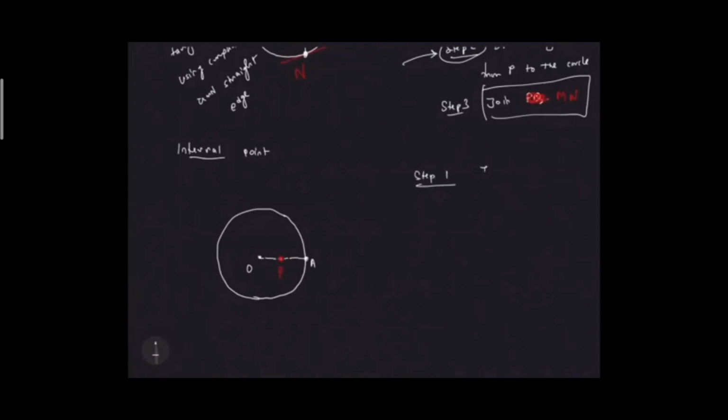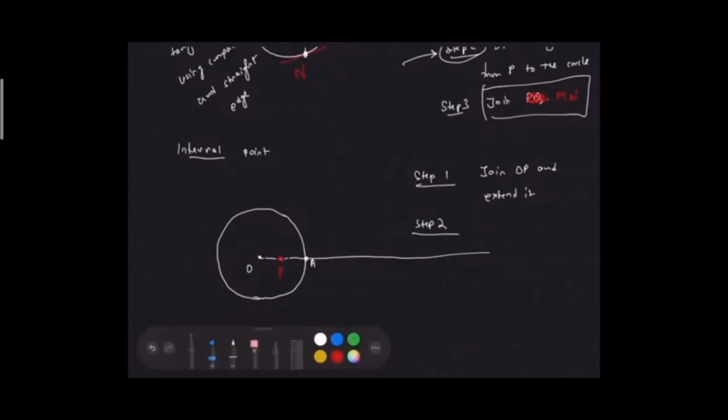So again, join OP and extend it to meet the circle at some point. As so, step 1 is the same, join OP and extend it. So maybe like this. The step 2 is to erect a perpendicular at the point P. So maybe I can draw this. So erect a perpendicular at the point P, and suppose this point is MN.